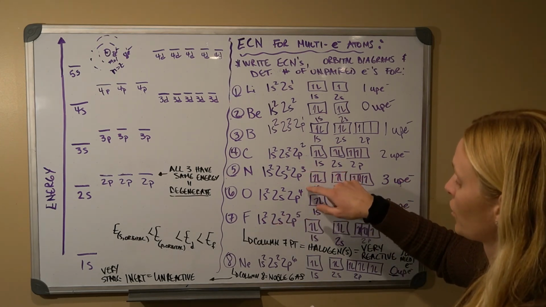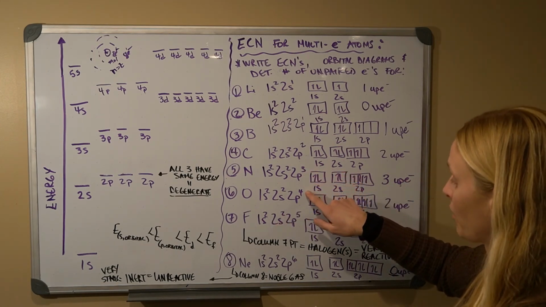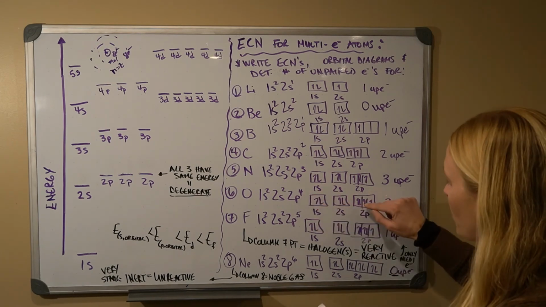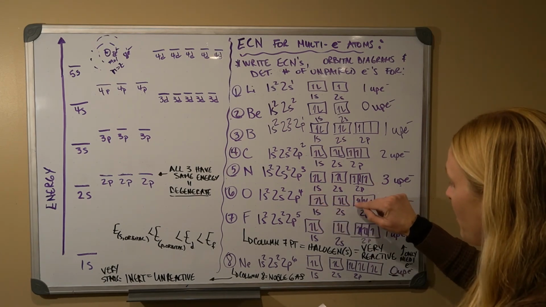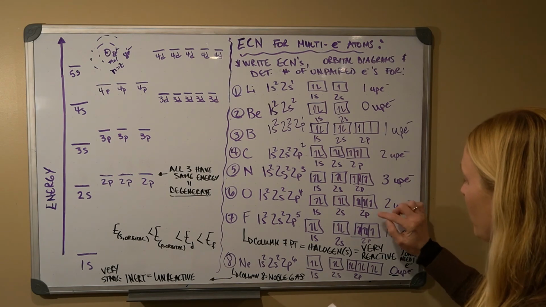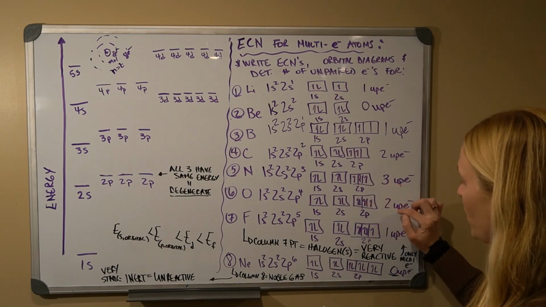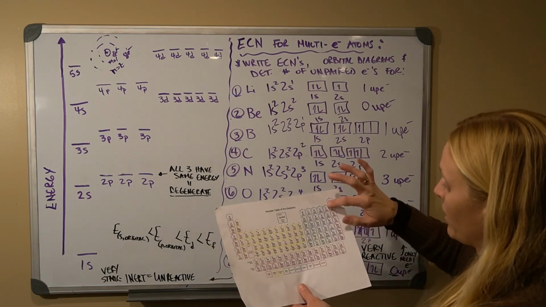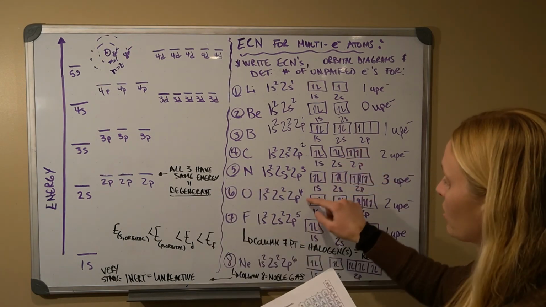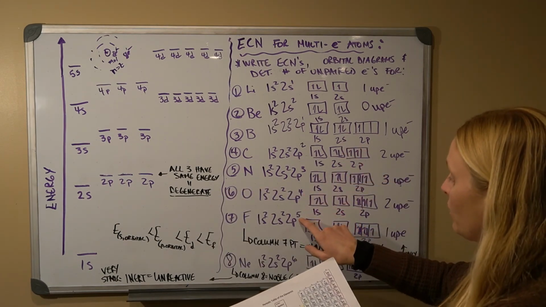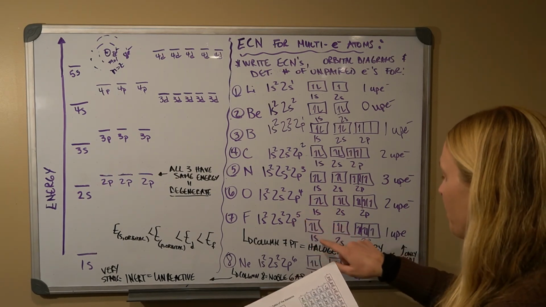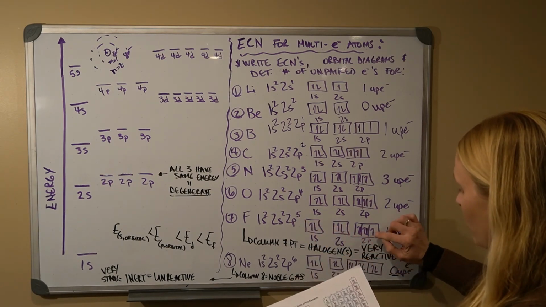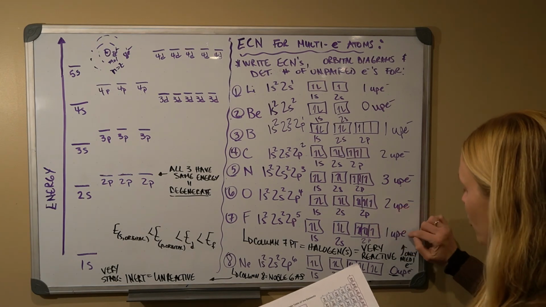Oxygen, again, we're just going across the periodic table. We gain another electron. So there's 4. So now we go back and double up in the p orbital there. And so we have 2 unpaired electrons in the p. And then fluorine, we're now in the halogen column, right? So moving across again, we add another electron in the p. So these are all full. So now we only have 1 unpaired electron.